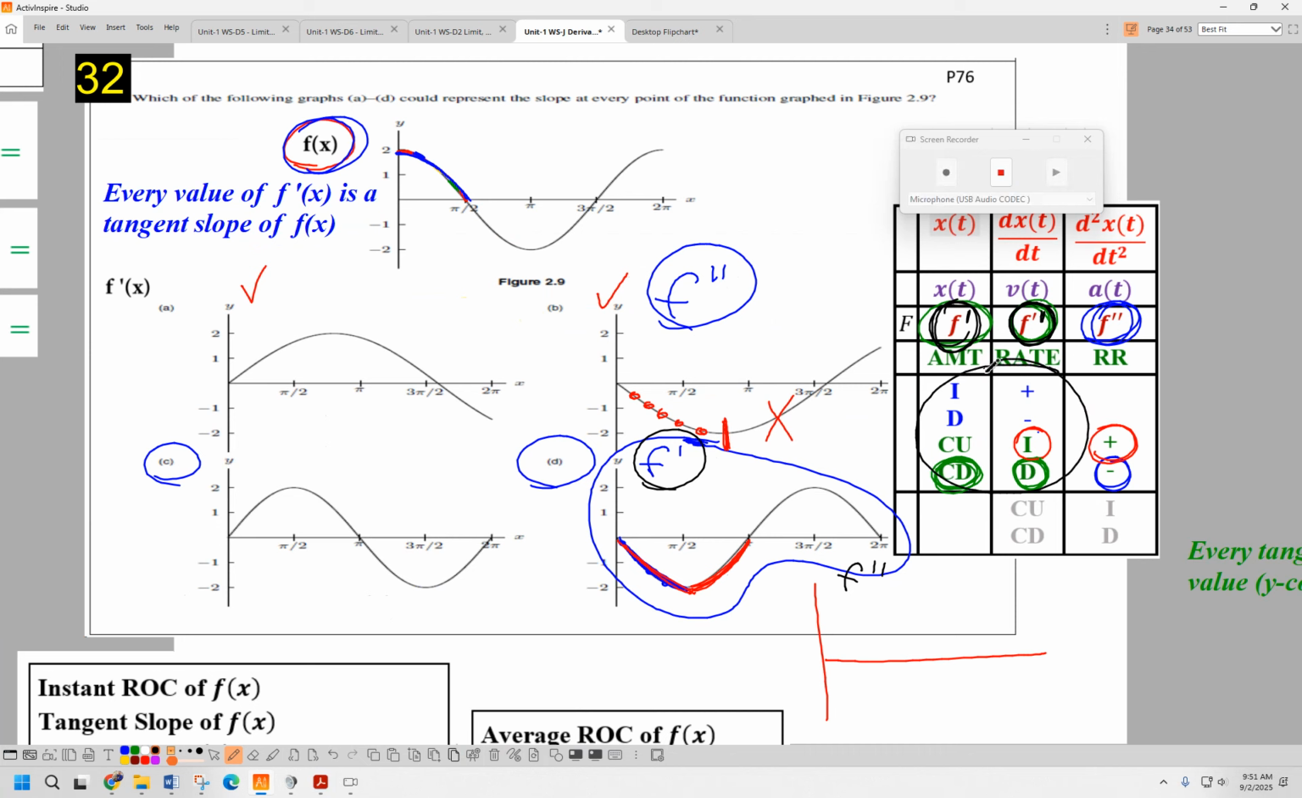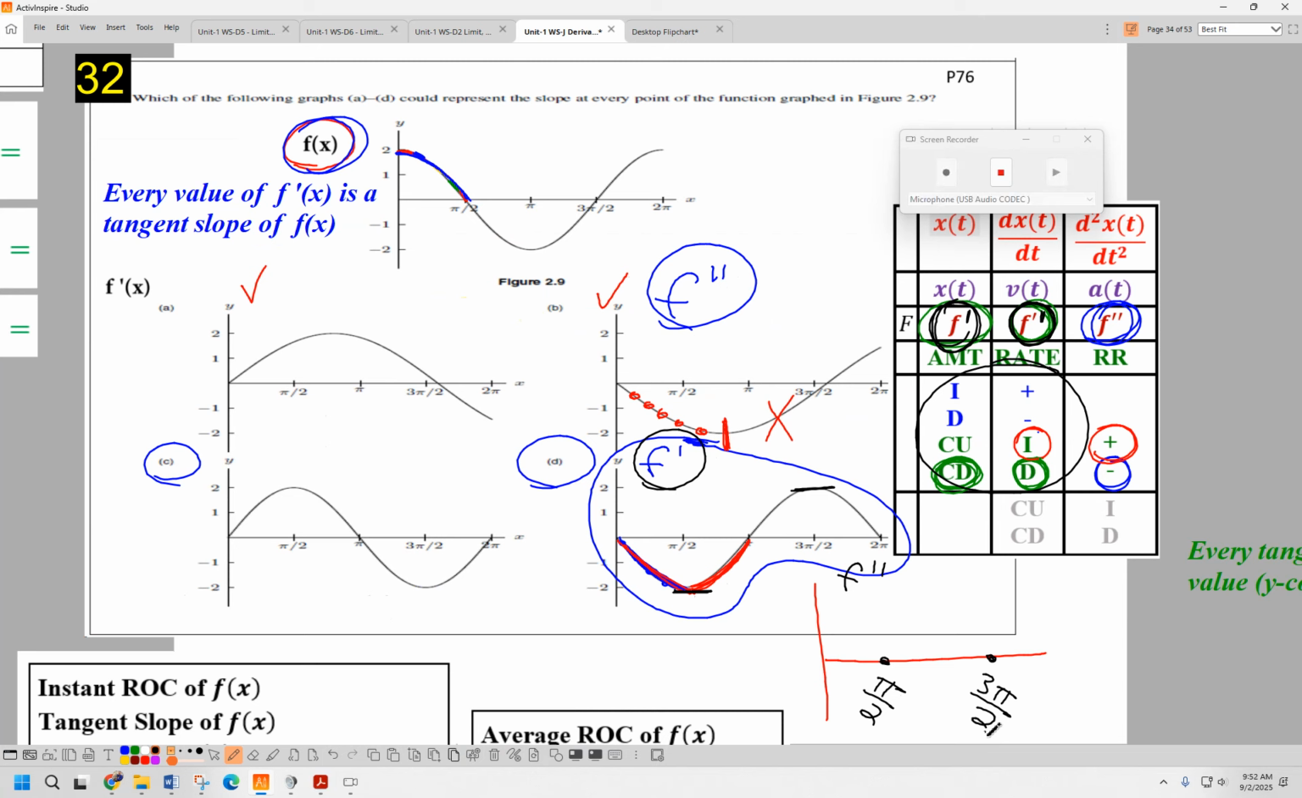I could say, okay, right here the slope of f prime is 0. That means the y value of f double prime would have to be 0. So I put a dot here. I put a dot like here. This is at pi over 2. This is at 3 pi over 2. That's probably where I'd start. Any questions to there?